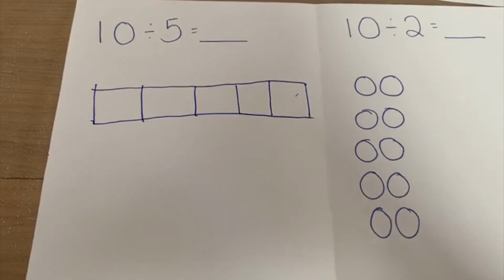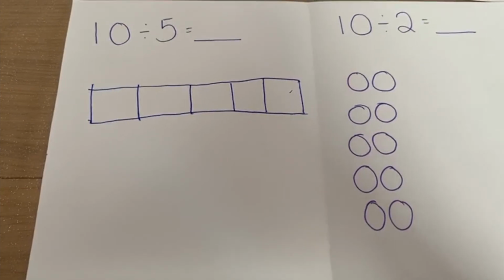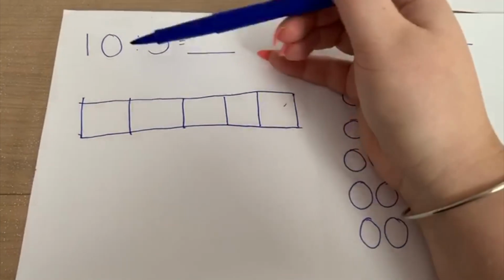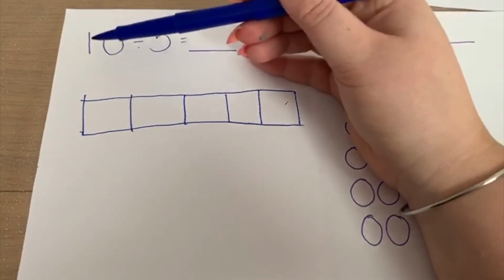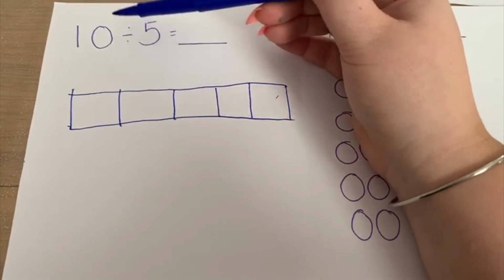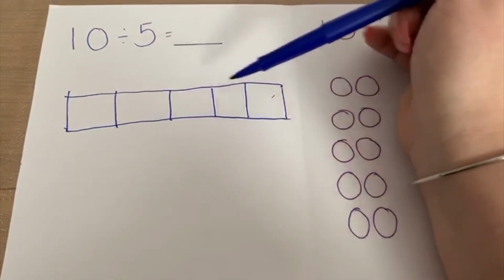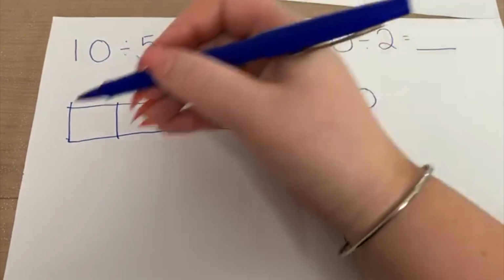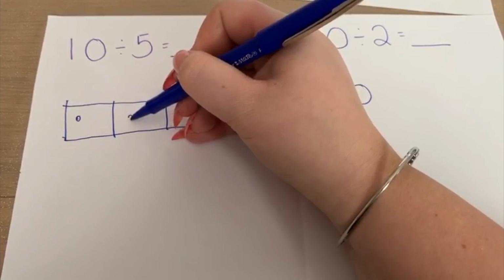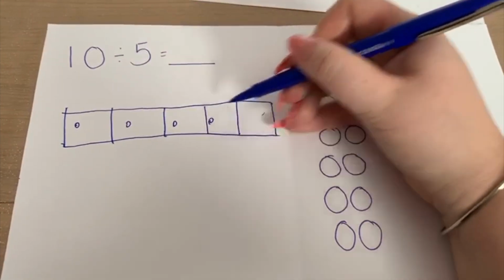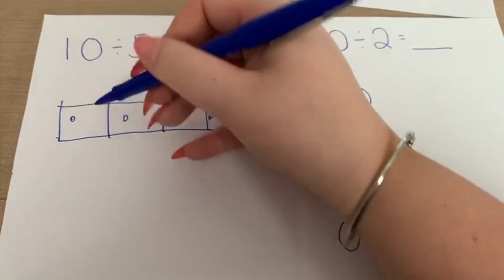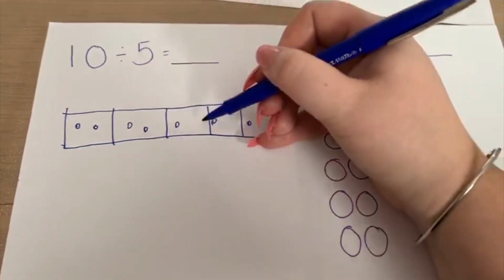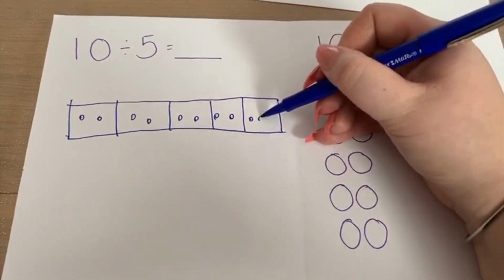Now if I have 10 and I'm dividing by 5, I need to then put these 10 items, they could be sweets, they could be Lego, they could be counters, into these 5 containers. So one at a time, I'm going to use my pen this time. 1, 2, 3, 4, 5, 6, 7, 8, 9, 10.